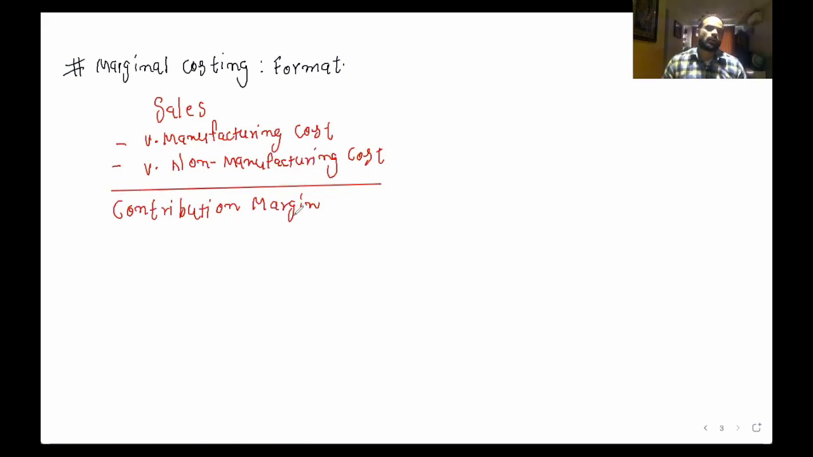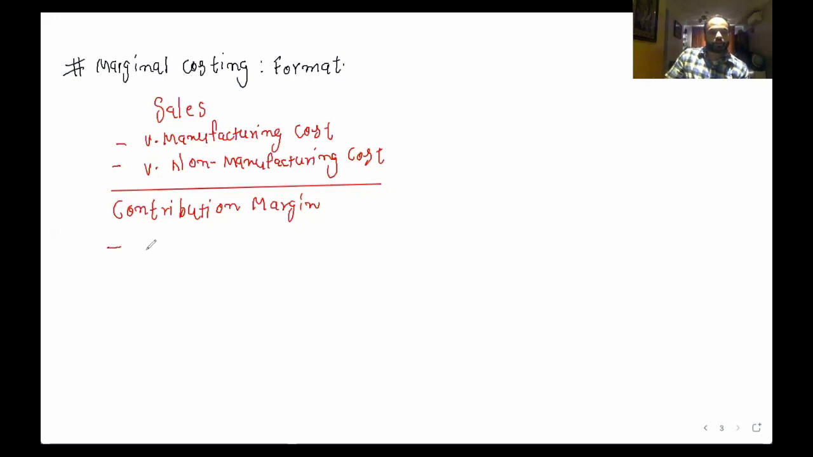Contribution margin means we consider only those types of cost which contribute to increasing the company margin, right? Variable non-manufacturing cost contributes to increasing sales, and variable manufacturing cost contributes to increasing production. So only variable cost contributes to maximizing production, revenue and sales units. That's why this is called the contribution margin. So sales minus total variable cost is the contribution margin, right?